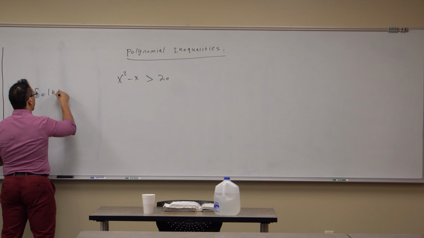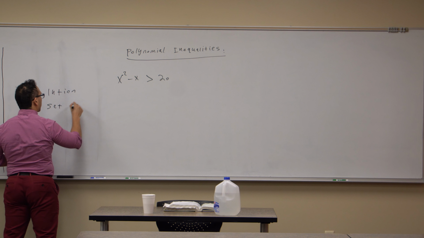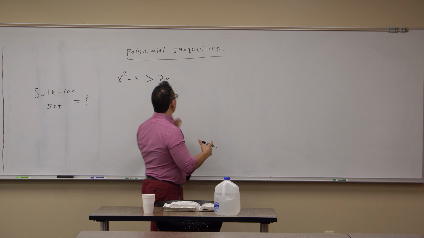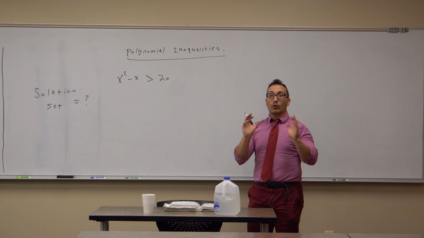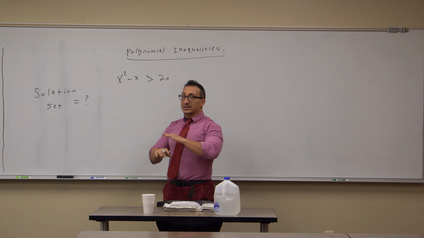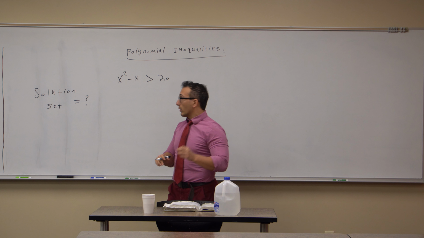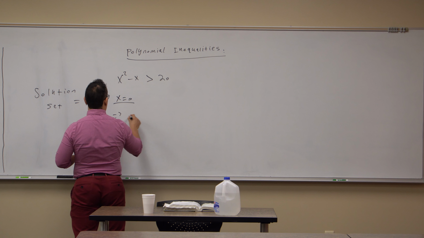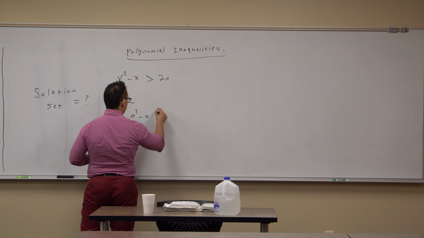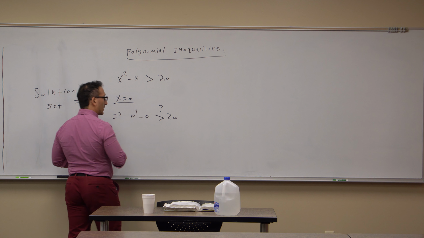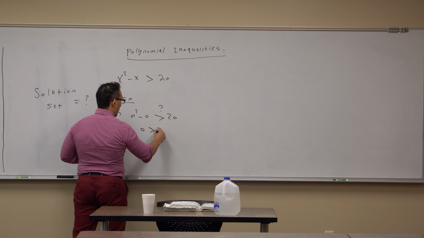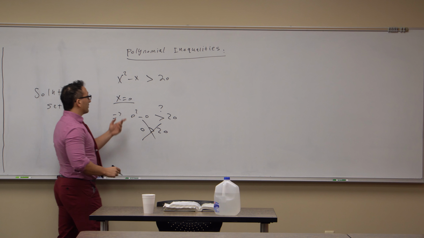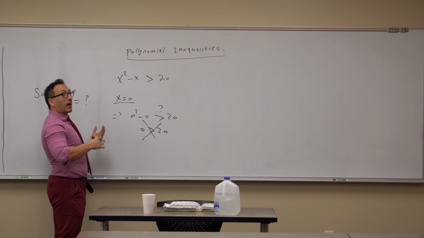What is the solution set? The solution set is all the values of x we can choose that satisfy this inequality. For instance, a value that is not in the solution set is 0. If x is equal to 0, this would imply 0 squared minus 0. Is this greater than 20? No, because this is just 0, and this would imply that 0 is greater than 20, which is not true. So the value x equals 0 is not in there.